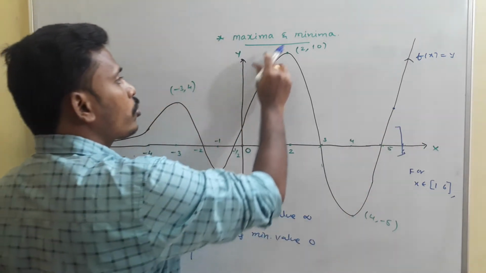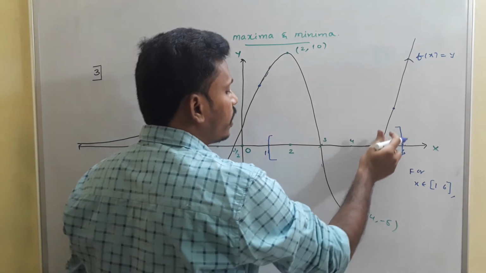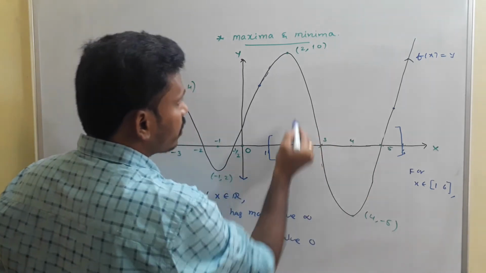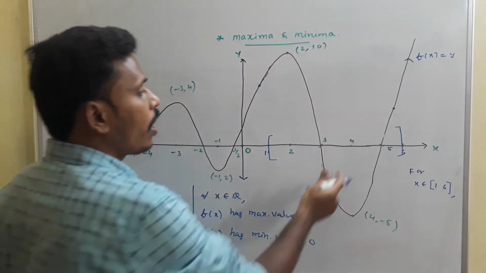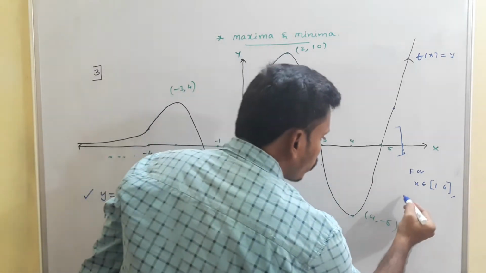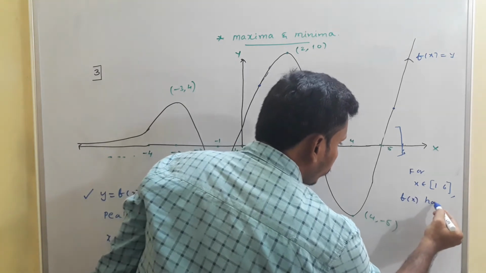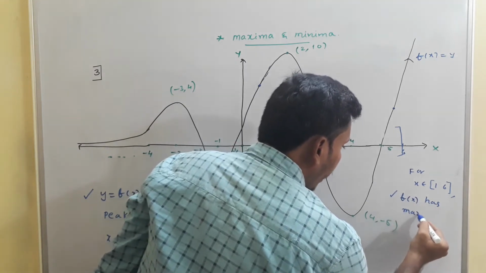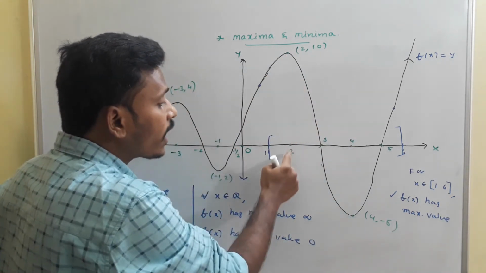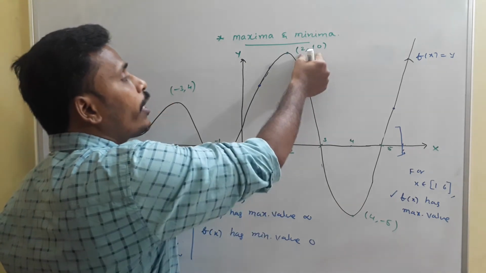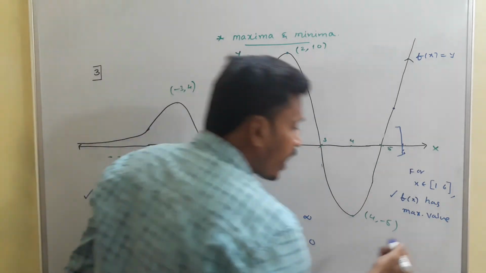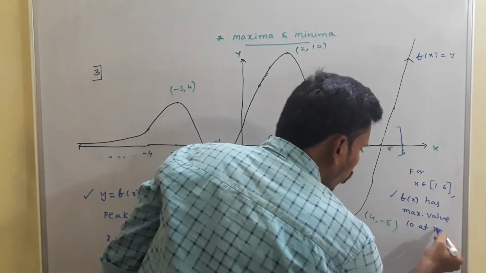And the graph is continuously increasing and then decreasing, again taking a turn at 4 and it is again increasing. When you trace the shape of this graph, at x is equal to 2, it has maximum value, and at x is equal to 4, it has minimum value. So for x belongs to the interval 1 to 6, f of x has maximum value. What is the maximum value? That maximum value occurs at 2, and at 2 the point is (2, 10). That means at x is equal to 2, the function value is 10. So f of x has maximum value 10 at x is equal to 2.